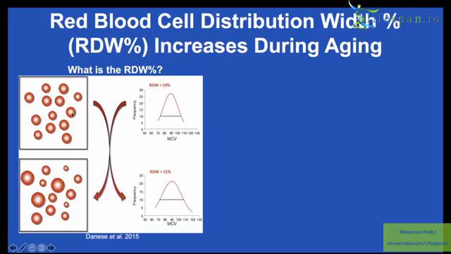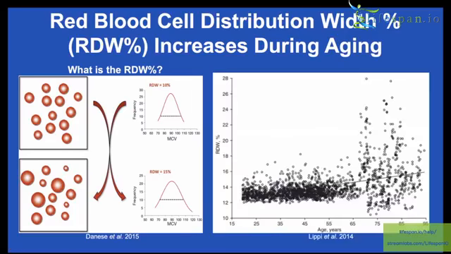So in this case, you'd have a low RDW because all the cells are approximately the same size. So the standard deviation of the MCV, which is how the RDW is calculated, is relatively small. But when you have red blood cell populations that are very big and very small, you have a larger range, and that results in a larger RDW percent.